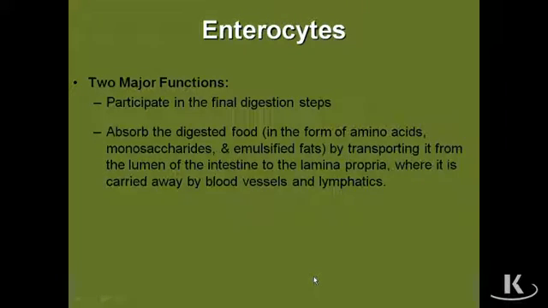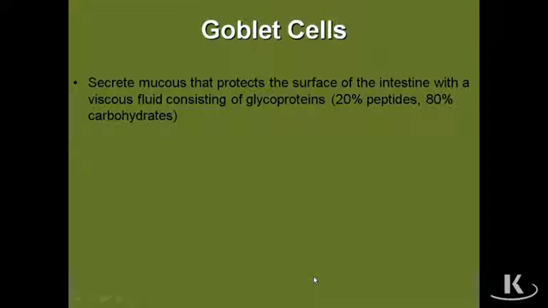And again, enterocytes have two major functions. Certainly, the enzymes that are present at their brush border participate in the final digestion process. And certainly their major function is to absorb the digested food that's now in the form of amino acids, monosaccharides, and emulsified fats, and transport it from the lumen of the small intestine to the underlying vessels and lymphatics that lie in the lamina propria. Goblet cells, as we've alluded to, are part of the lining epithelium that secretes mucus to help protect the luminal surface of the epithelium.